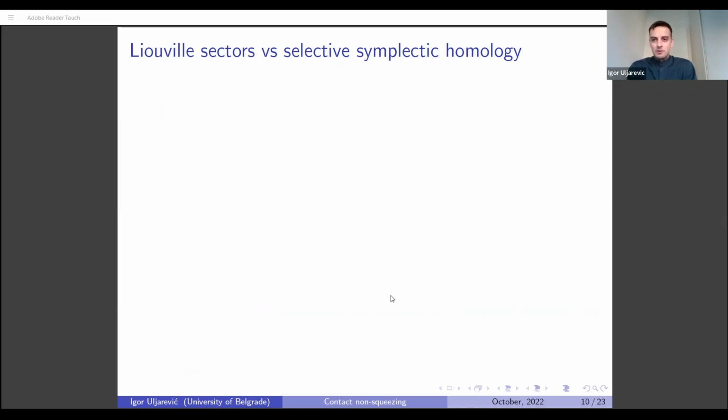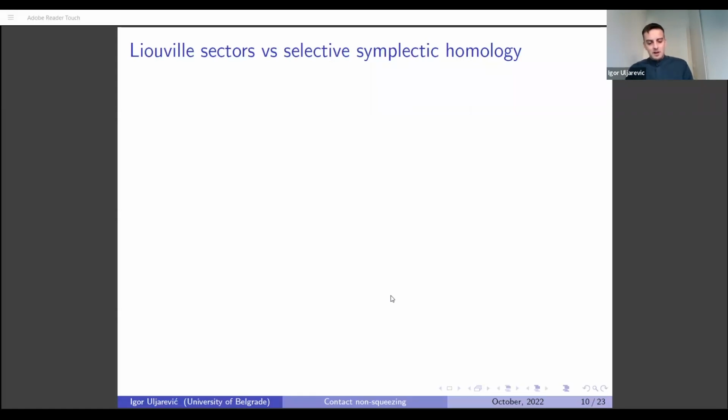In the context of Liouville sectors, for symplectic cohomology, one physically removes part of a Liouville domain, Liouville manifold, and then takes the direct limit when slope tends to infinity. And in selective symplectic cohomology, one specifies which part of the boundary should be ignored. And then we let the slopes tend to infinity on the remaining part of the boundary, meaning this omega.